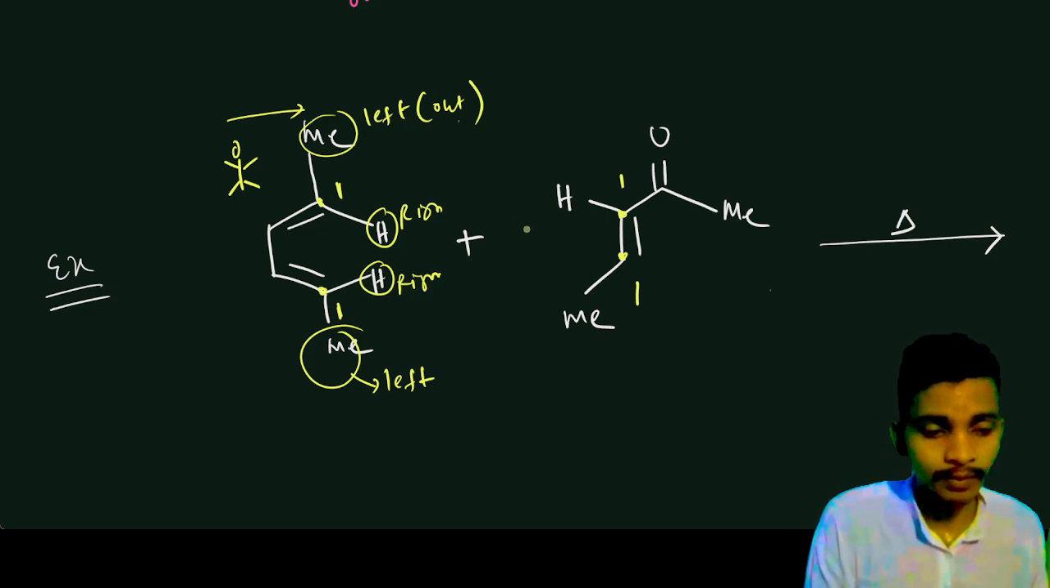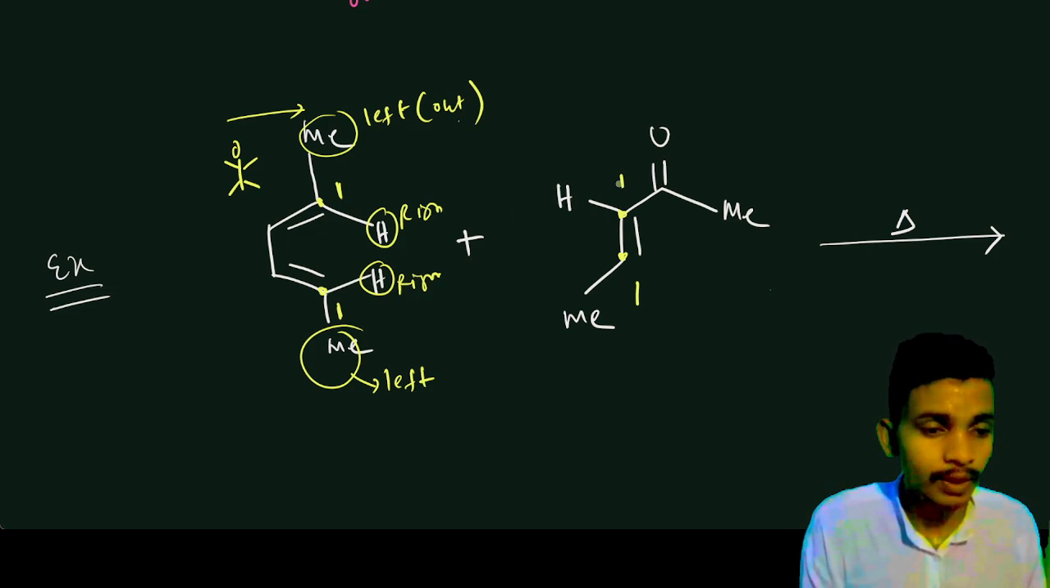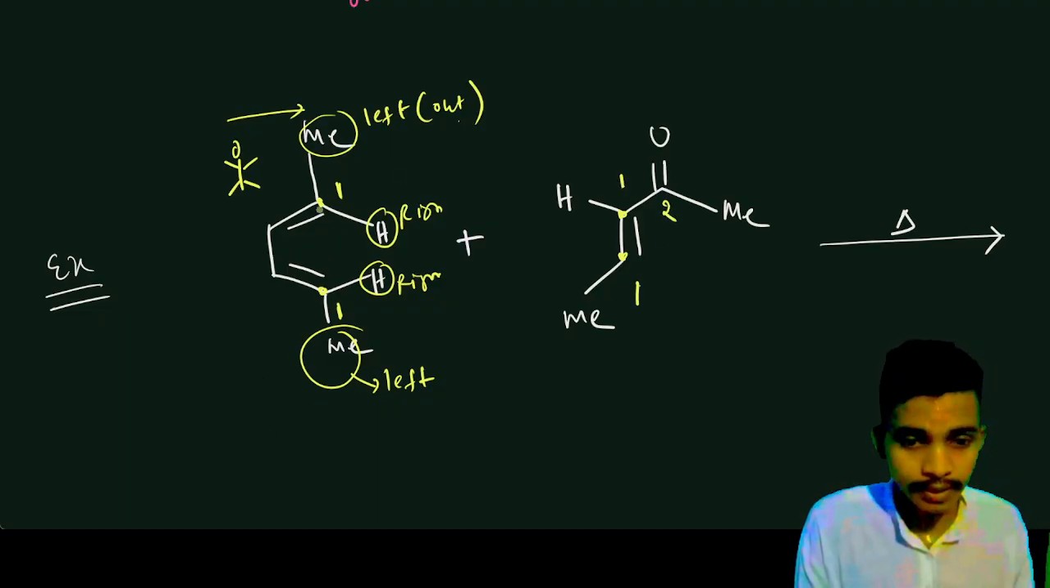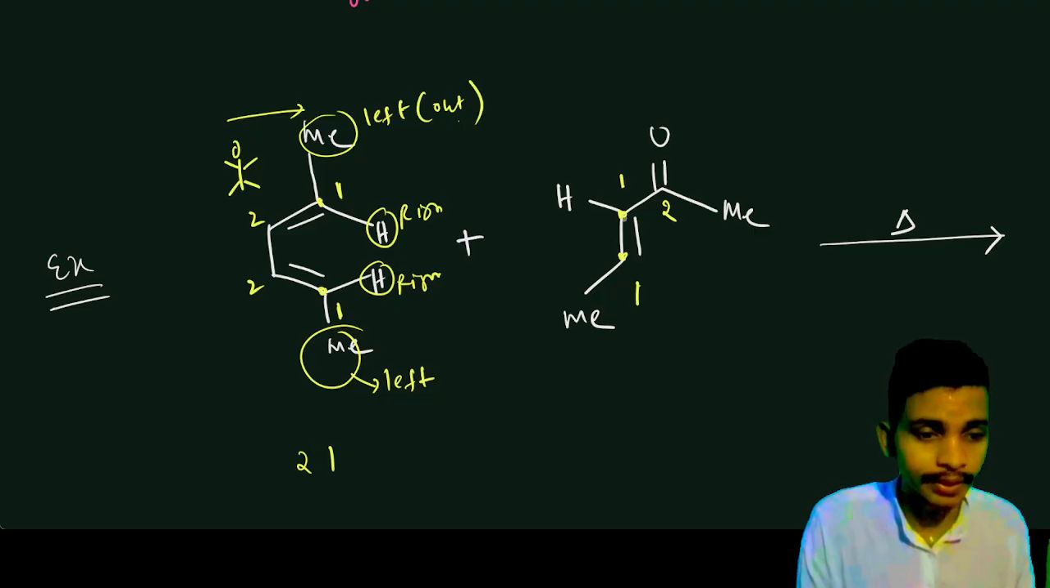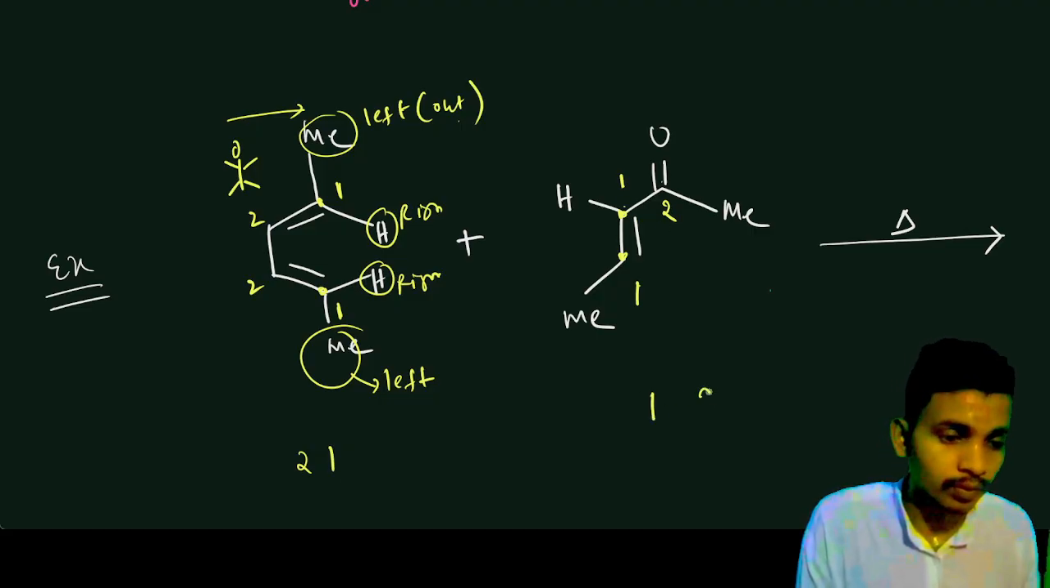Okay, so now for this, you see this is 1 and this is going to be 2. It means that here this is 1 and this is 2. So this is 2 1 and this is 1 2.